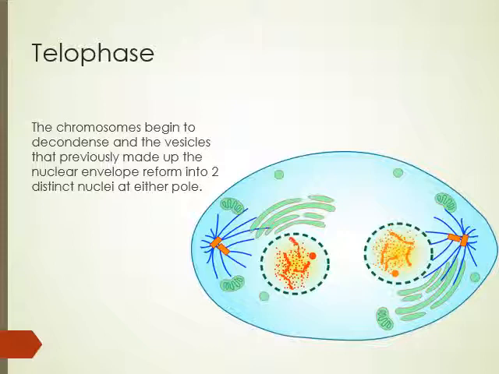So telo, it means, I think, distant, far apart. You're looking at two nuclei that are far apart. The nucleus reforms, the chromosomes decondense. We end at exactly where we started in G1, with a nucleus that has a bunch of chromatin in it. And that's why it's a cycle. This telophase will then lead back into G1.